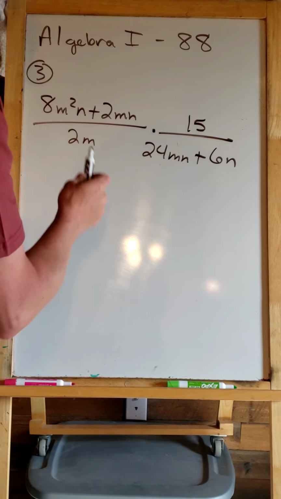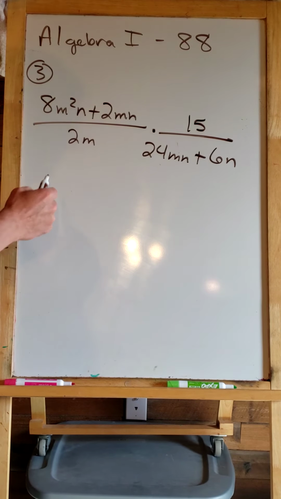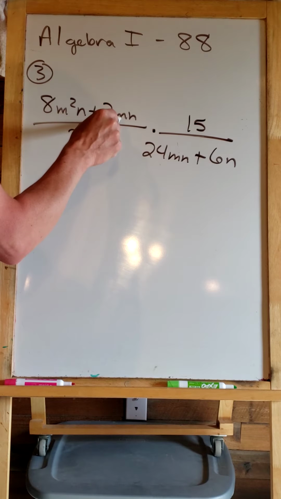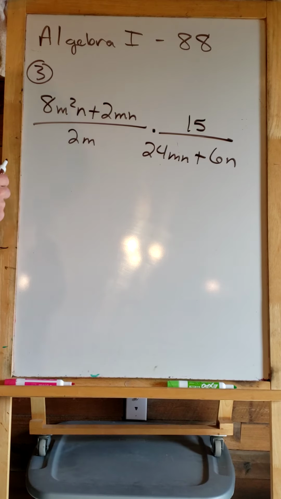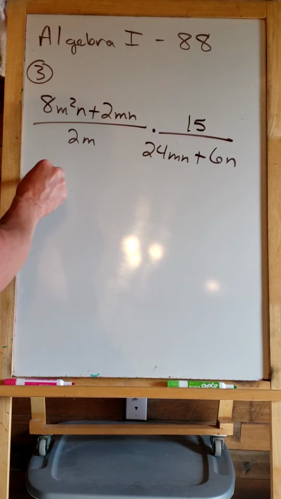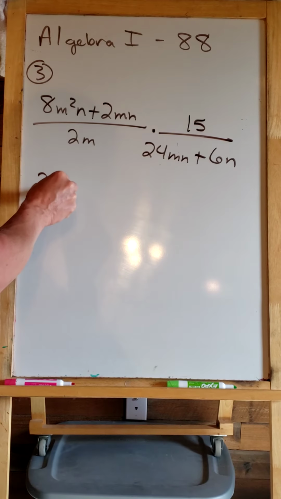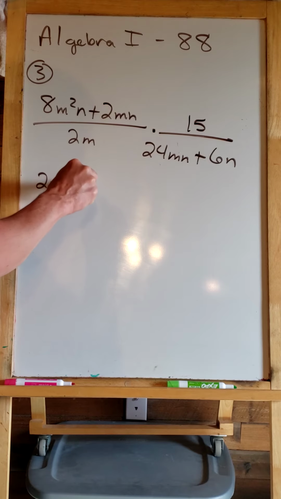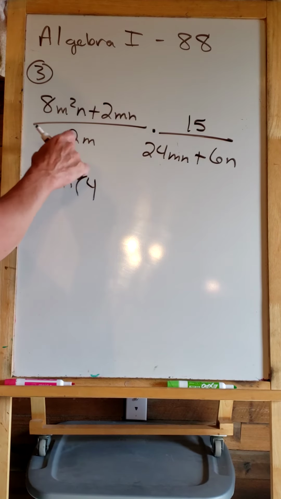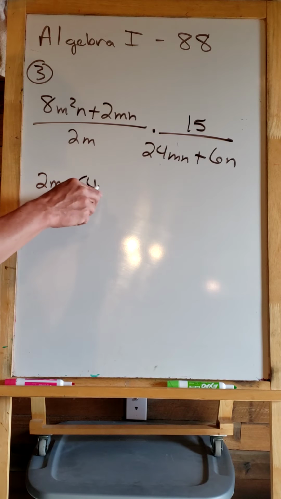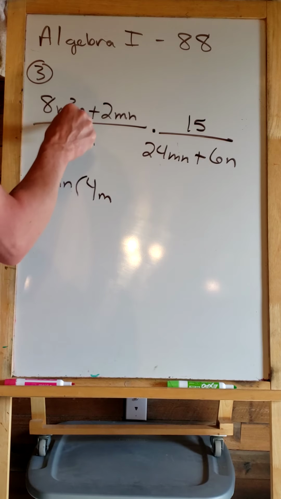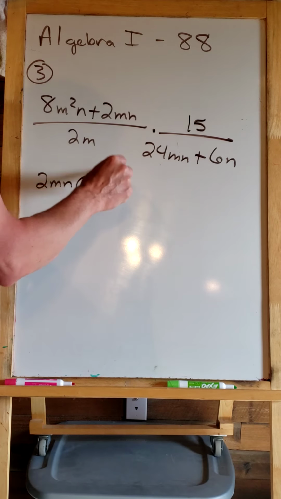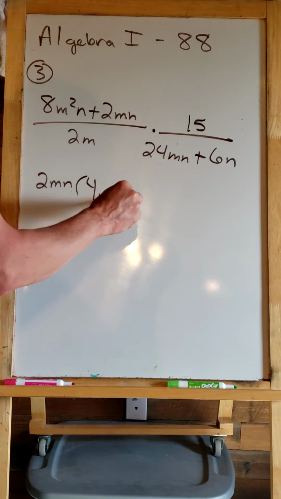Okay, so we need to simplify everything. What can we take out up here? They all have an m and an n, and they all have a 2. So if we take that 2mn out, then here 8 divided by 2 gives me 4. m squared minus the m is m, and n minus n is 0, so that drops. Now, 2mn divided by 2mn is 1.